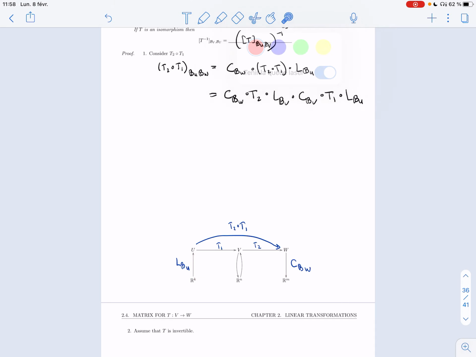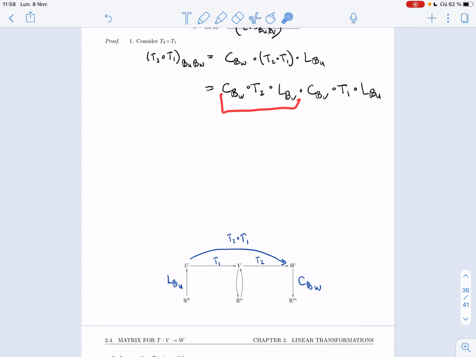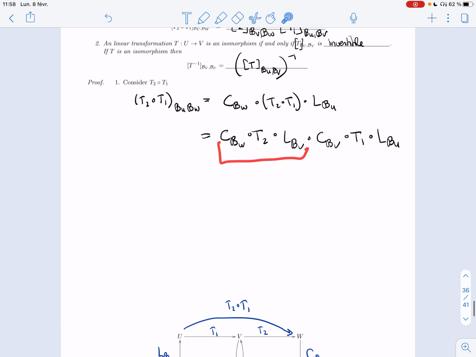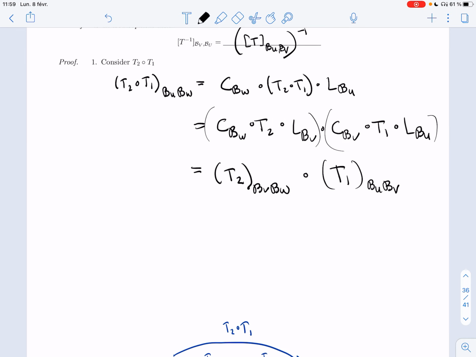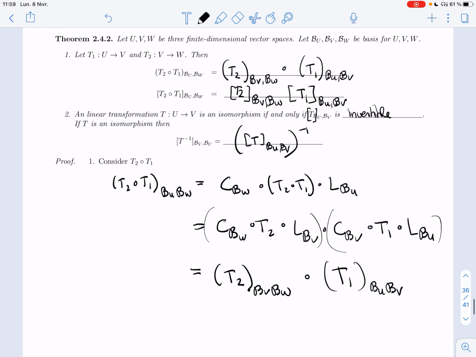Now, this part here is the map corresponding to T2, and this one is the map corresponding to T1. So what I get is the Euclidean map of T2 from BV to BW composed with that of T1 from BU to BV, sorry. All right, so that proves the first result.